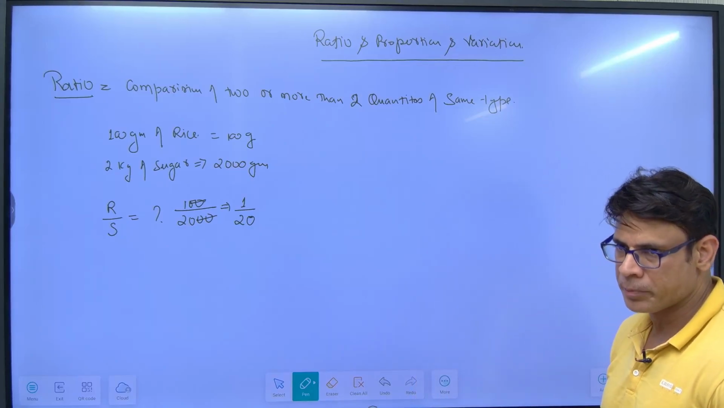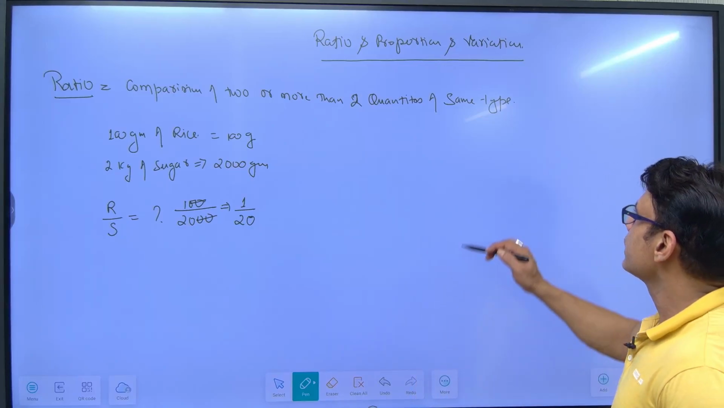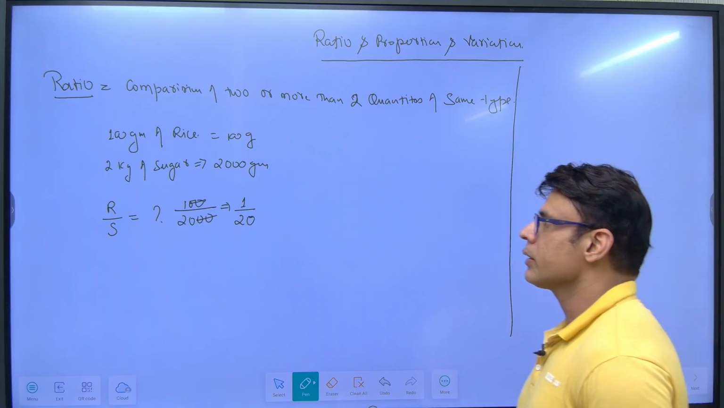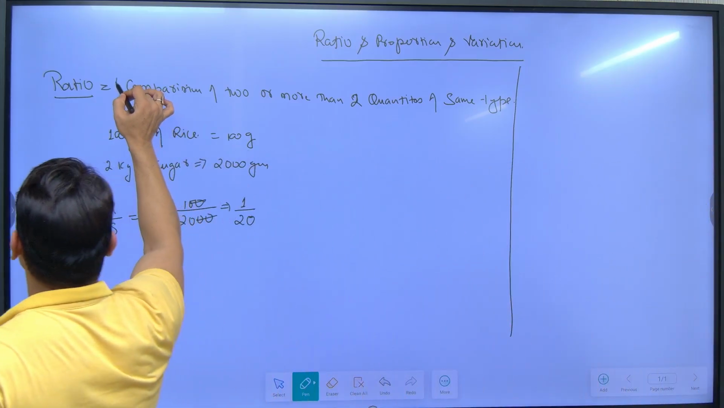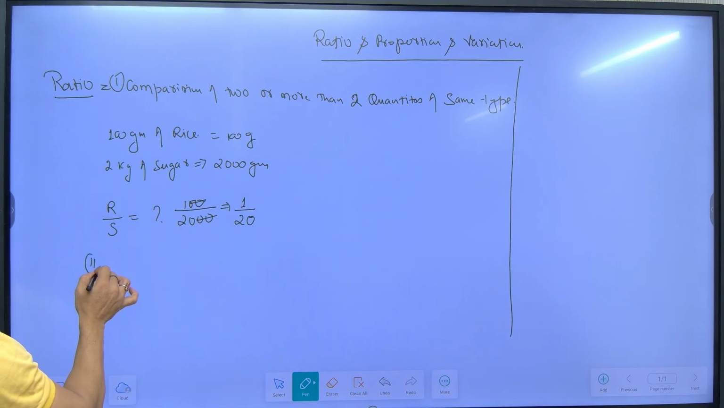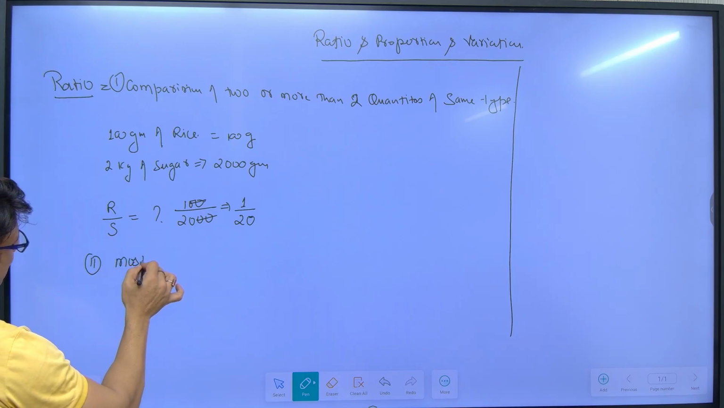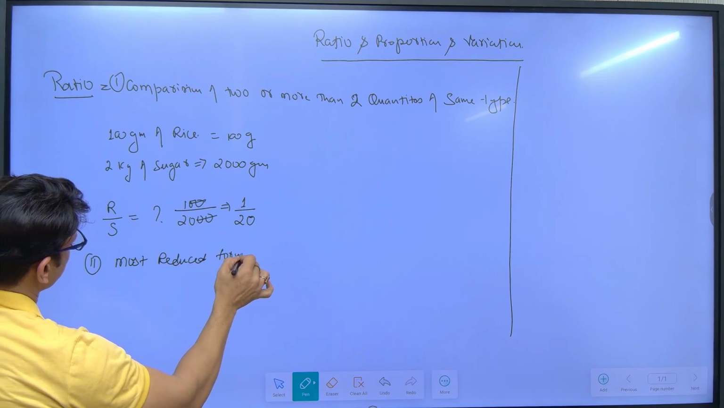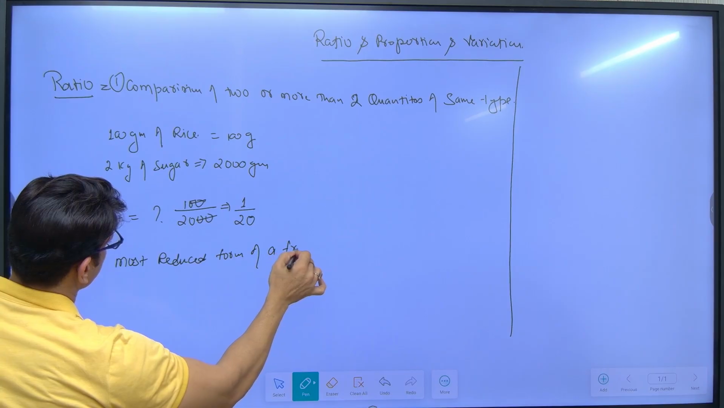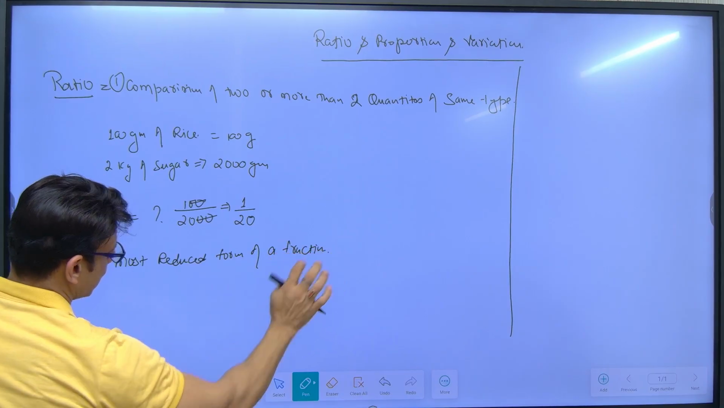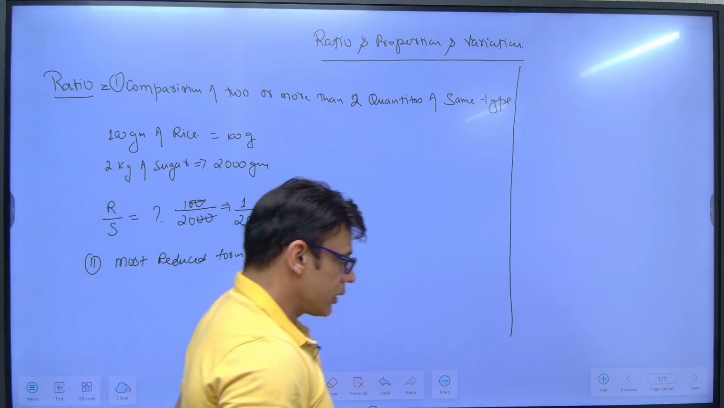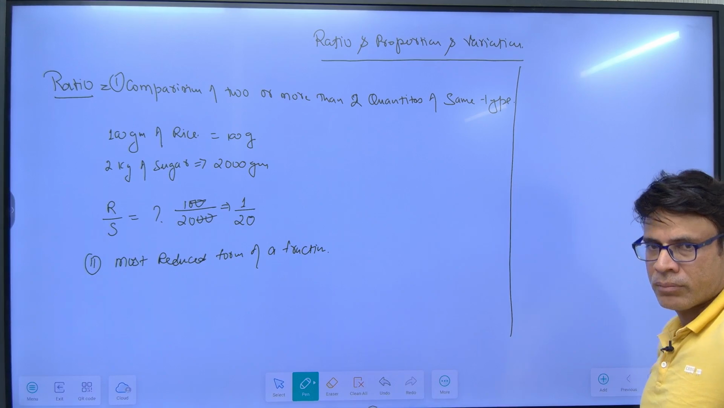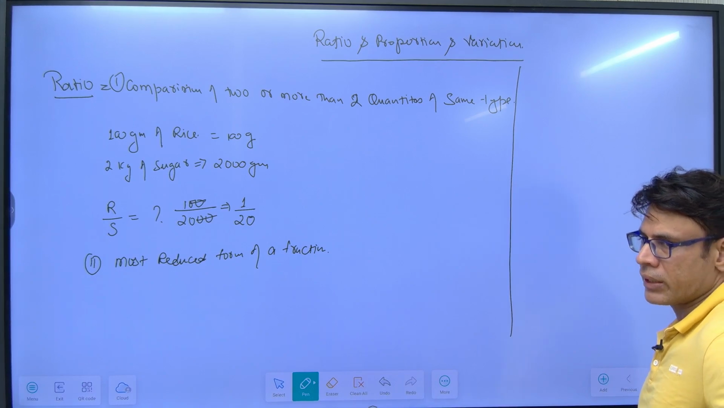Information is provided. Never give you actual quantity. Right? Second thing, ratio का एक और definition है, simultaneously works with this. It is the most reduced form of a fraction. Understand this.